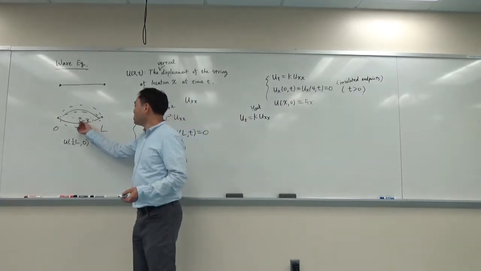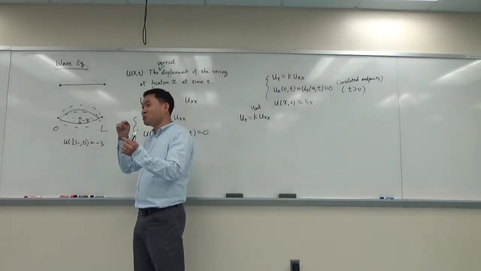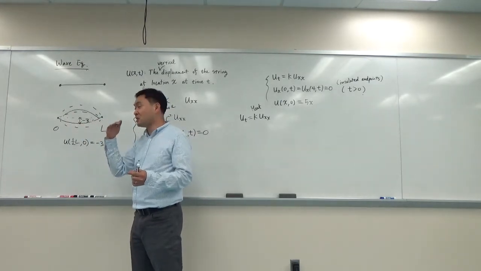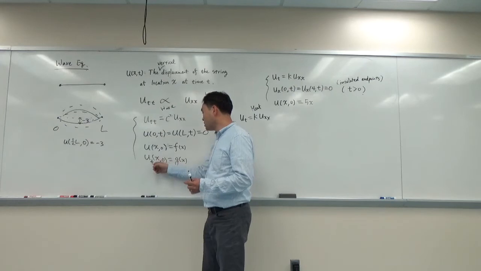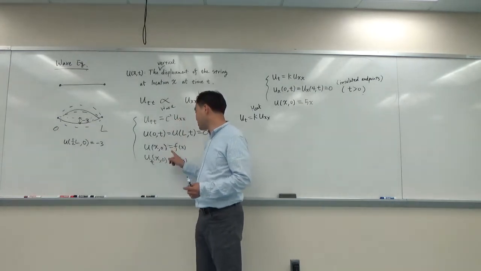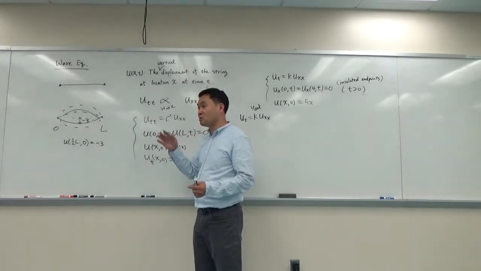Well, if you pluck a string, if you pull the string and then release it, the initial velocity will be 0. So the initial velocity distribution will be 0, and you'll have some displacement graph here, and then you can see what happens.